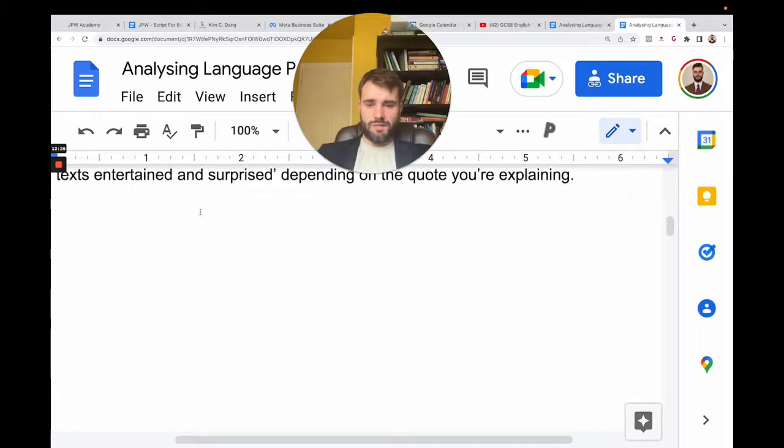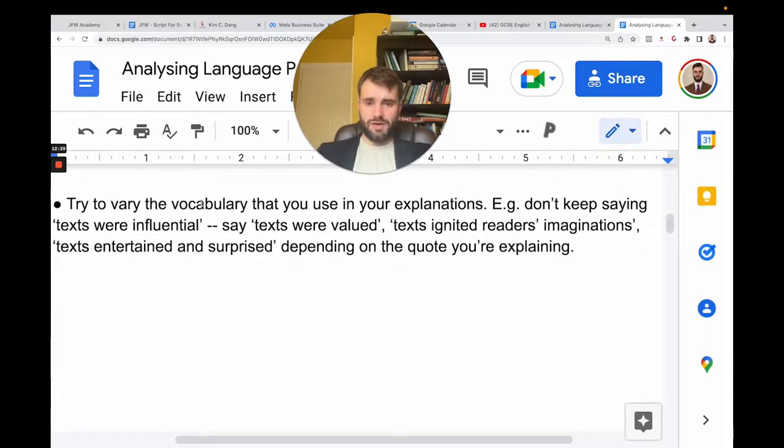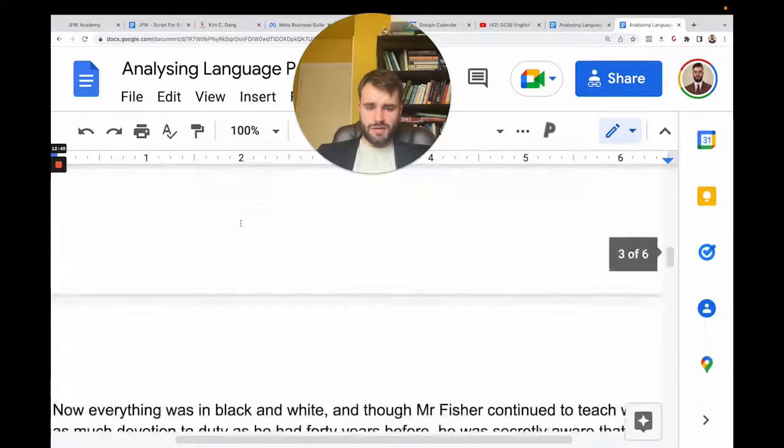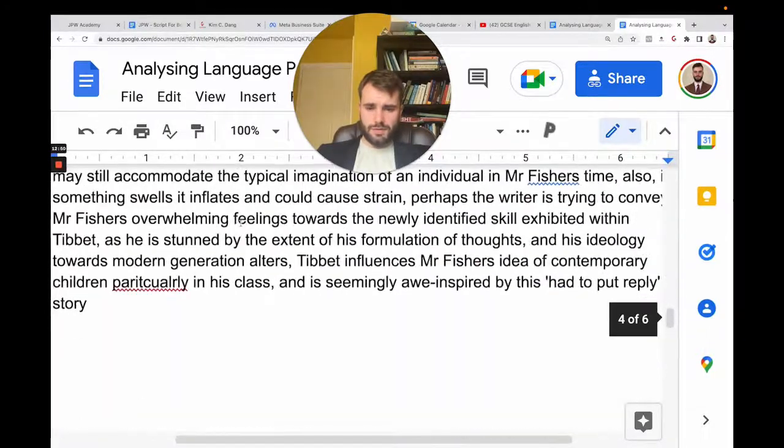And finally, try to vary the vocabulary in your answer. You don't get marks for vocabulary in this type of question, but if you write the same thing every single time, it will get boring and it will just look to the examiner like it's not good analysis. Remember, the examiner reads hundreds of these answers. They form their opinion of your work in the first minute or 30 seconds from reading your first paragraph. So be careful.